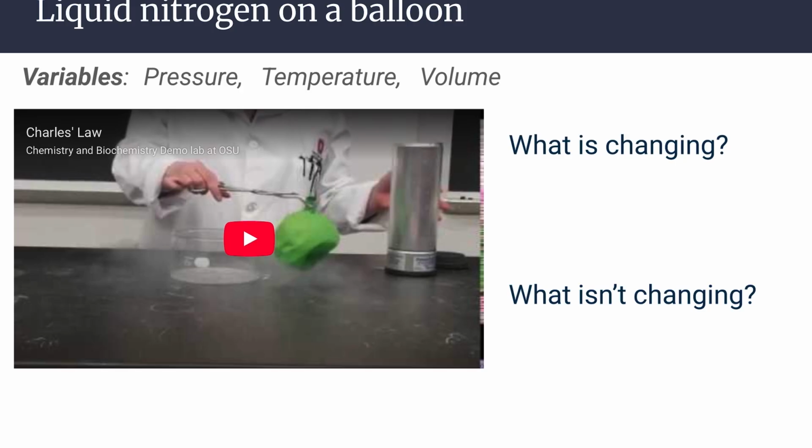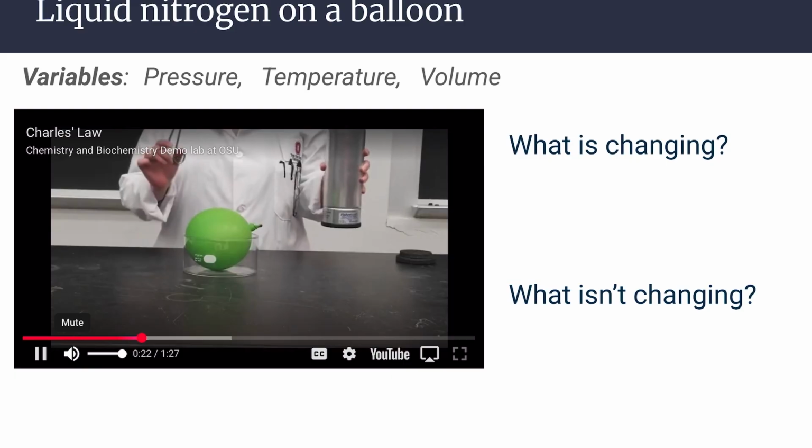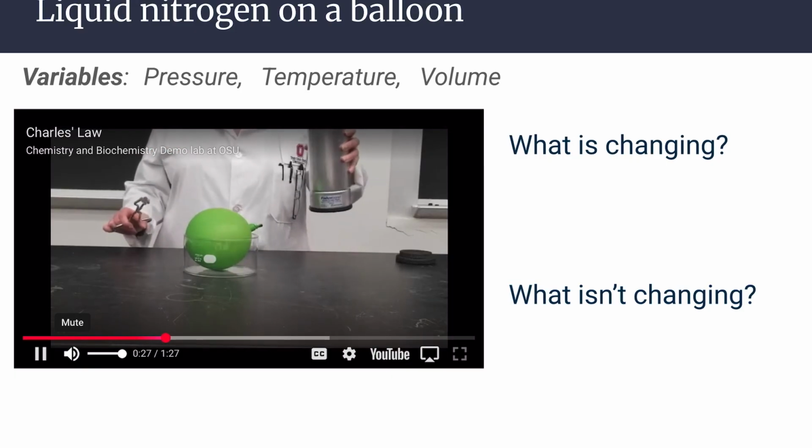We're going to look at liquid nitrogen on a balloon. It is colder than any place on Earth, but not as cold as space. This balloon is filled with air, and we're going to pour liquid nitrogen on it and see what happens.